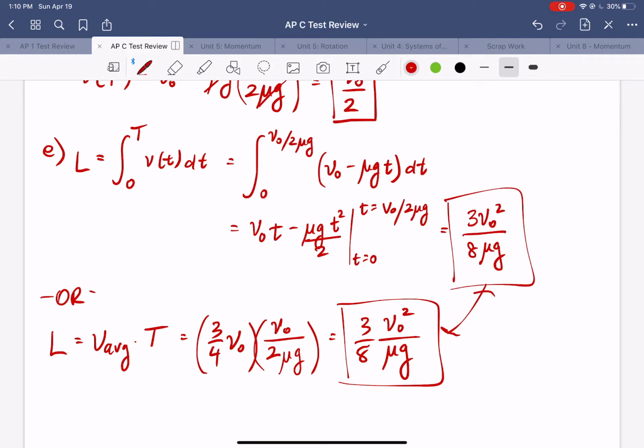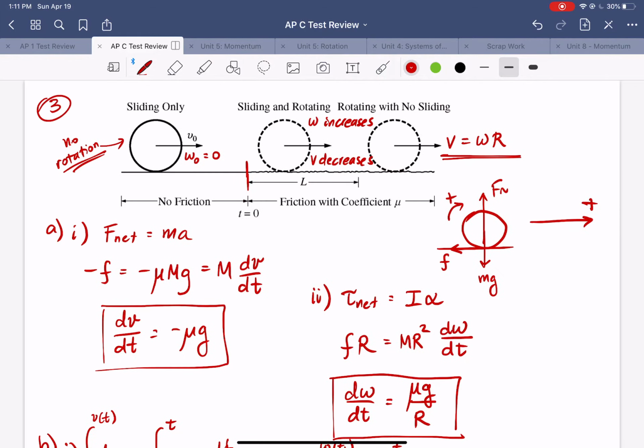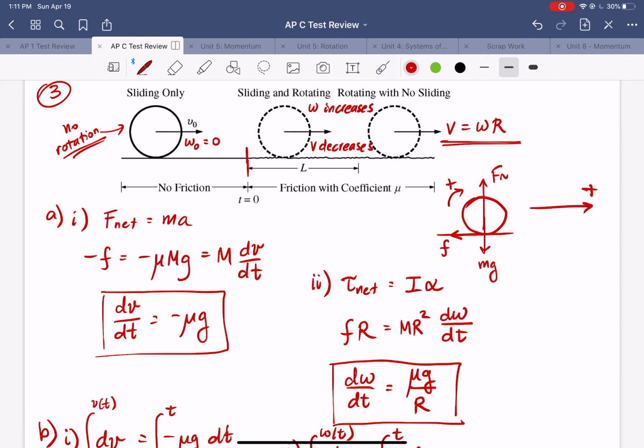All right, so there's a little bit of calculus in this one. The main thing to understand here is that when we have rotating with no slipping, this equation here is the one that needs to be satisfied. And the twist here is that both v and omega are functions of time. So what we're really saying is this for some value of t.